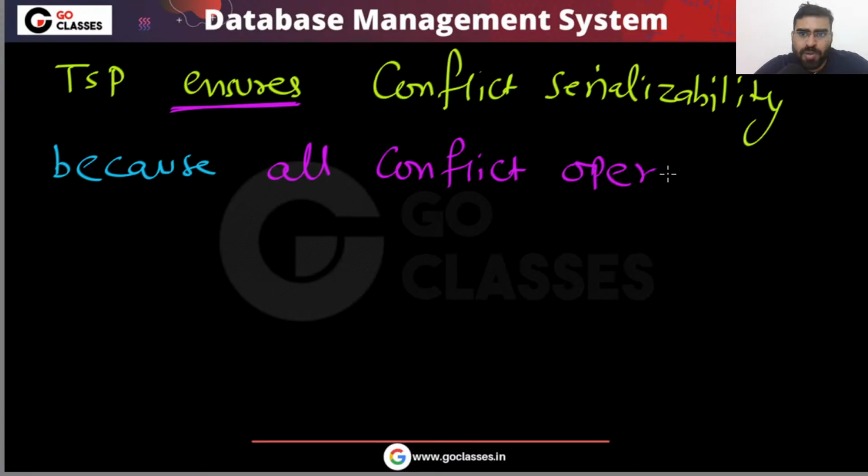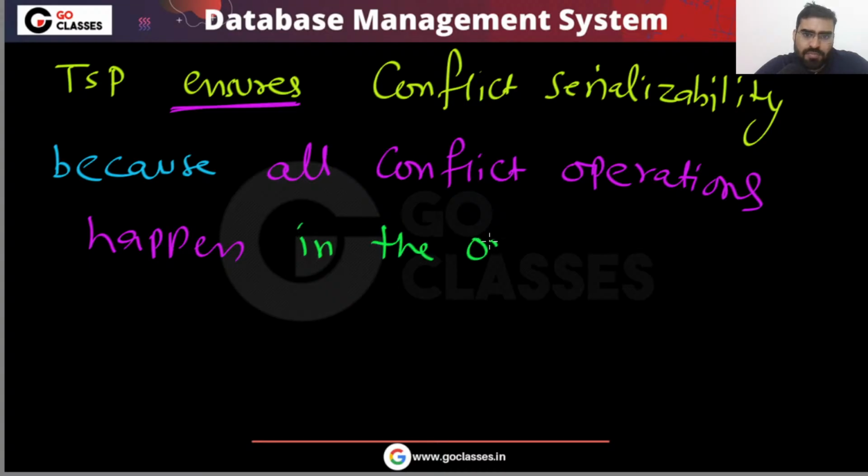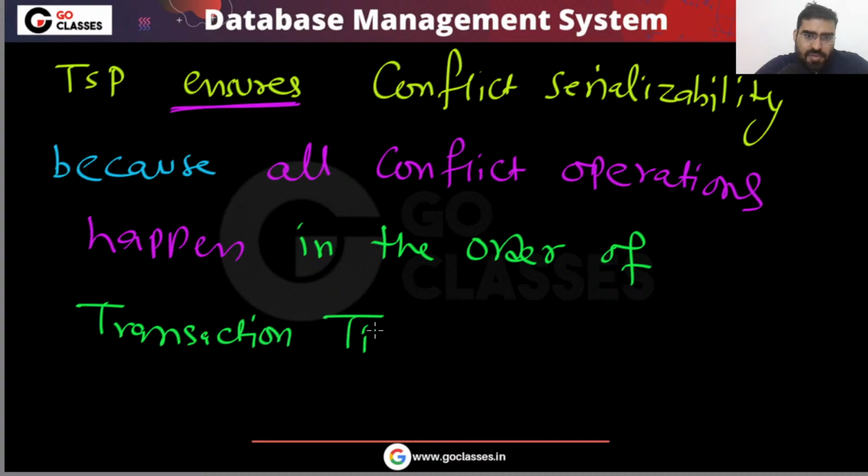All conflict operations happen in the order of timestamps, in the order of transaction timestamps. Correct? In the order of transaction timestamps. So all the conflict operations will happen in the order of transaction timestamps.